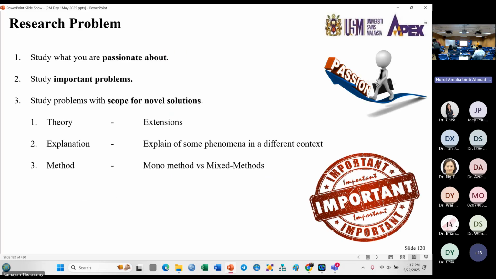Okay, so for the research problem that you want to study, I already mentioned starting your question at the problem. Study an important problem. You must study problems that can contribute in one of these ways. In terms of theory, you can do extension. That means you start with the theory and add some variables to it. That's called extension. In terms of explanation, you want to see whether the same theory can be applied in a different setting. That is also okay. And the third one is your method. That's whether you want to use mono method or mixed method. How do you do mixed method?